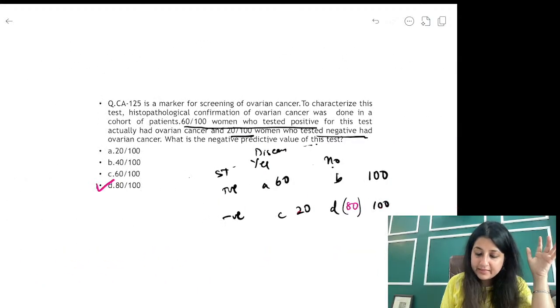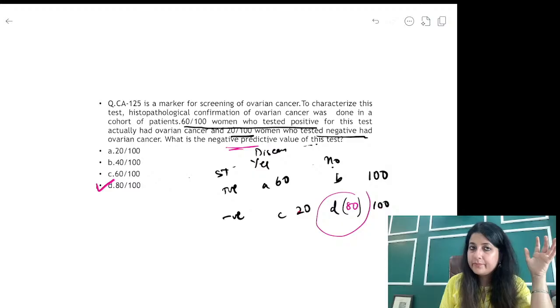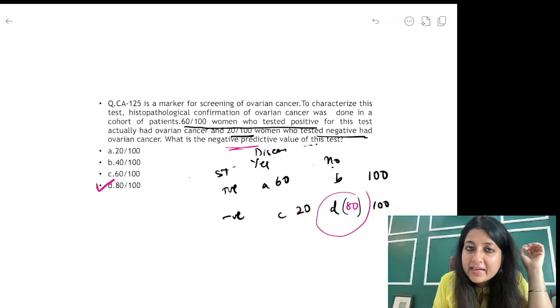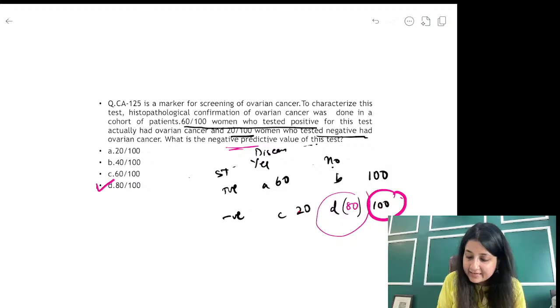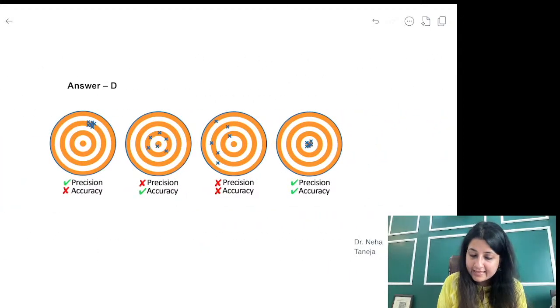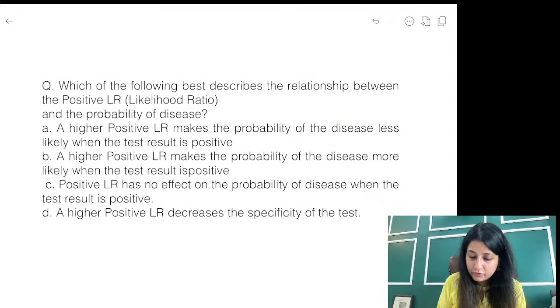हाँ, तो नेगेटिव प्रेडिक्टिव वैल्यू ही तो हमने यहाँ पे निकाला है ना, 80. ठीक है, इसमें बोला था 20/100 वुमन हु टेस्टेड नेगेटिव. सो 100 टेस्टेड नेगेटिव, आउट ऑफ विच 20 हैव द डिजीज एक्चुअली. सो 20 क्या है? दिस वन, फॉल्स नेगेटिव. ओके, चलो, so that's it. This is the image that you can do, guys.